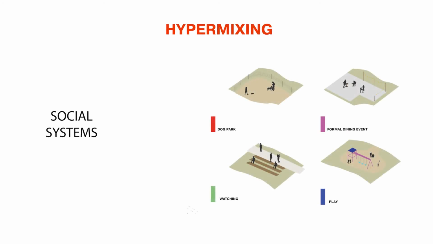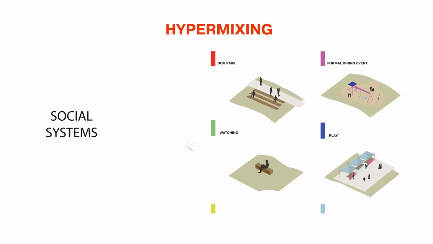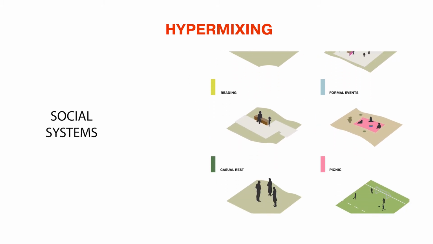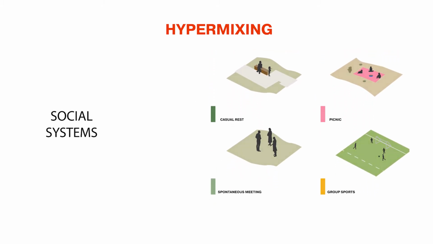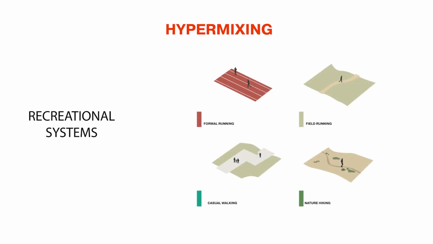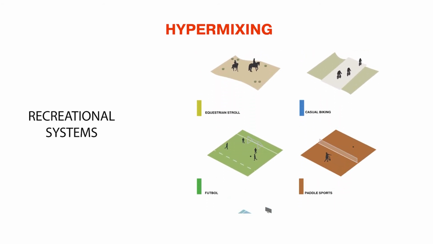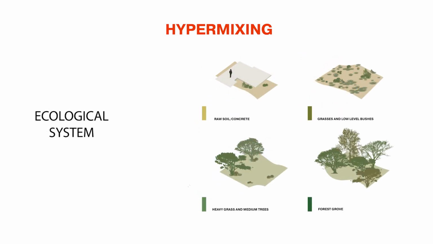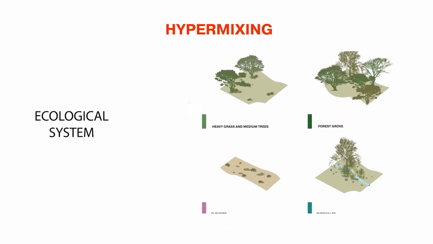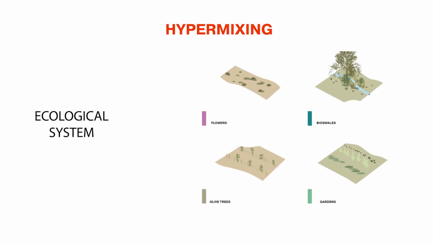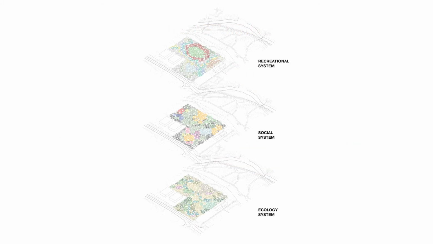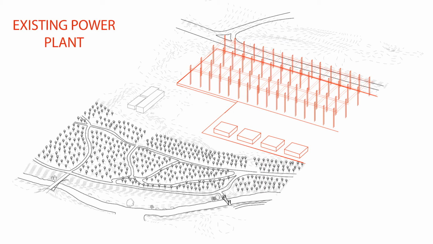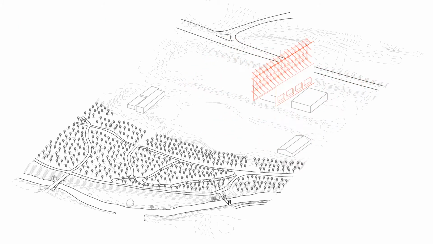Hypermixing aims to merge the social, recreational, and ecological systems in the design. These systems were separated into specific types and arranged across the site. As part of the master plan, the existing power plant on site is to be removed.